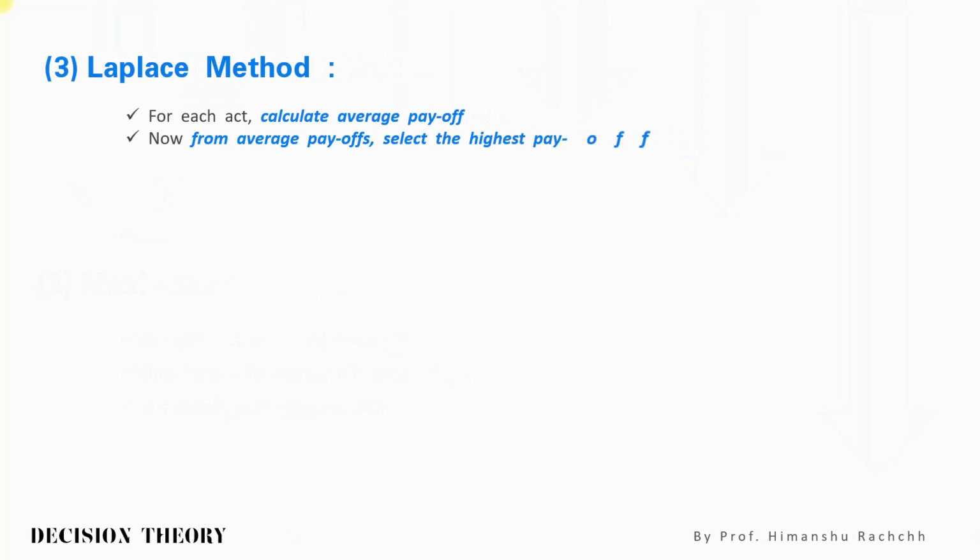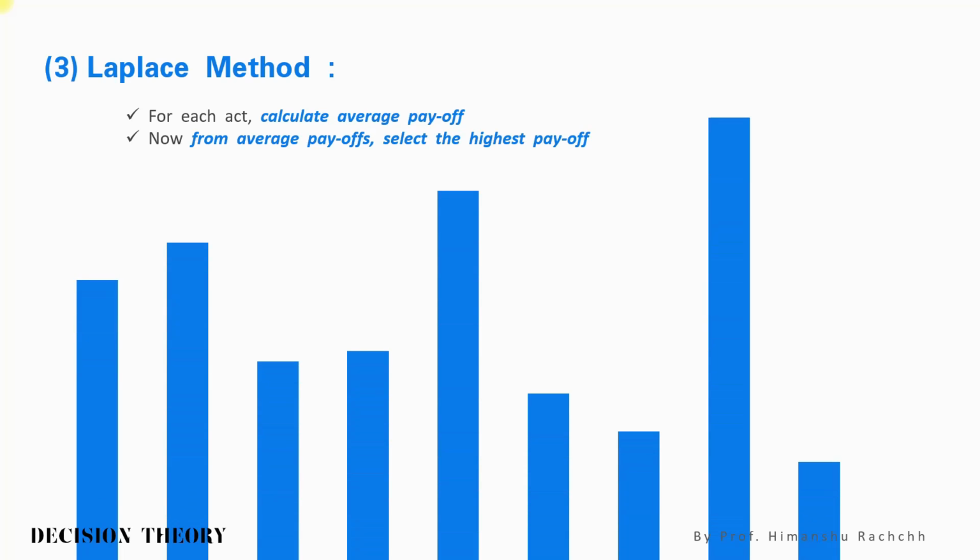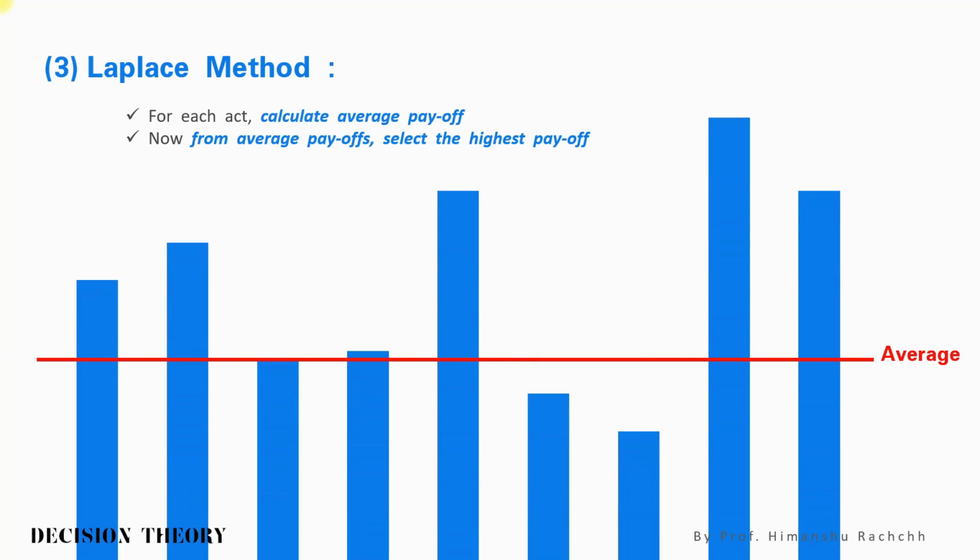Third method is Laplace method. In Laplace method, for each act we calculate average payoff. Now, an act having highest average payoff is considered the best act.